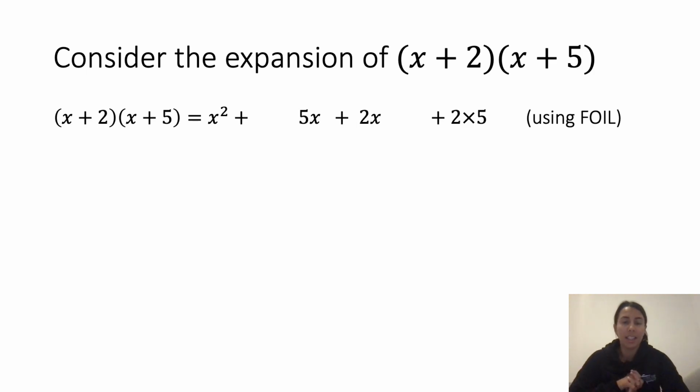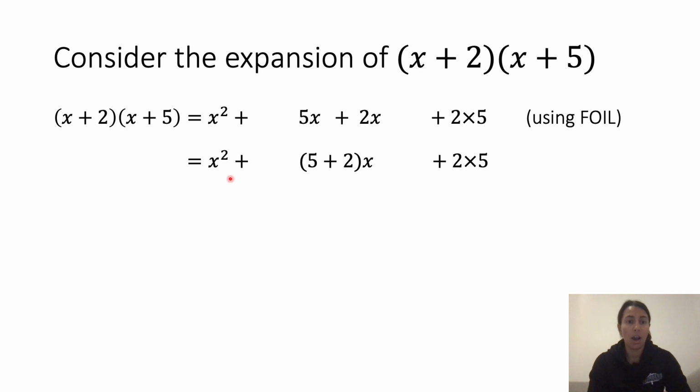Okay, so let's have a look at this example here. So I always like to go the expansion way first and then we'll go back into factorizing. So we've got x plus 2, x plus 5, and if we were to expand it using FOIL, we'd get x times x, which would give us x squared, x times 5, which would give 5x, 2 times x, which would give 2x, and then 2 times 5, which I've got here. So we all know how to do FOIL. That's the answer that we would get.